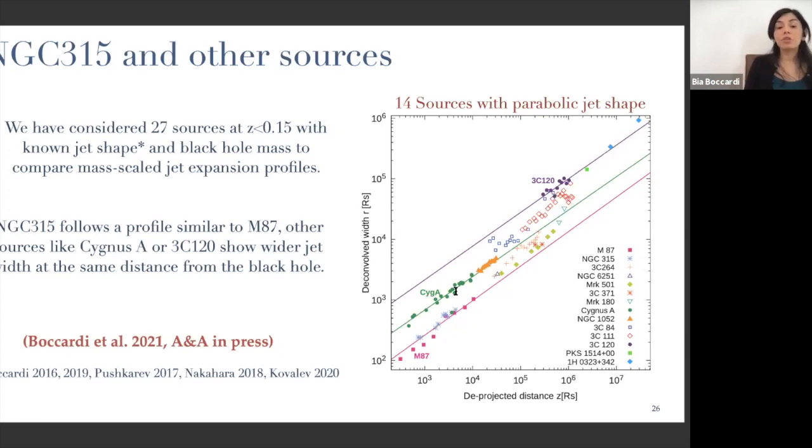So as I mentioned at the beginning, in M87, we have actually measured that the jet base is really, really narrow. And this fits with what we are seeing here. The jet starts really narrow and then expands parabolically. The jet of Cygnus A also expands parabolically, but at the same distance, we already have a much wider jet width. And this indeed matches with the fact that we measure a larger size at the jet apex.